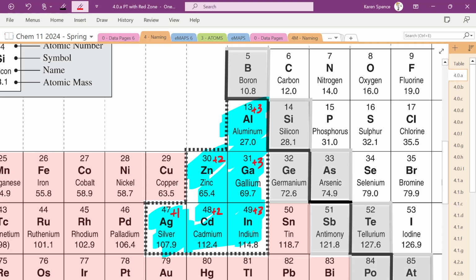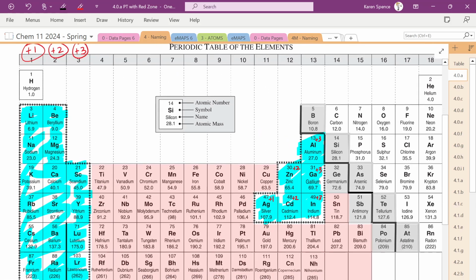Monovalent metals do not use Roman numerals. Okay, so these blue ones, if you haven't colored them, you can call them the white metals or the blue metals if you have colored them.